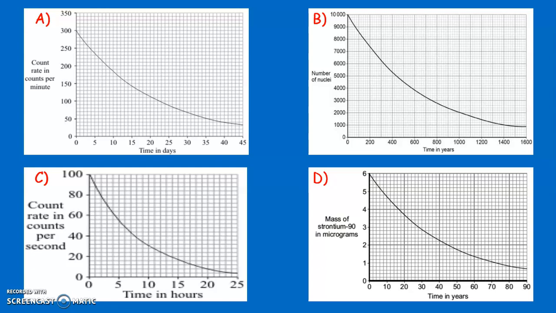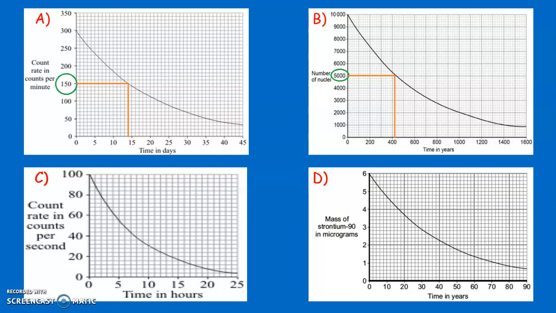Okay, so for graph A, the curve starts at 300, so we go down to half of 300, which is 150, go across till it touches the graph, and then go down. So our half-life in this scenario is 14 days. For B, the graph starts at 10,000, half of 10,000 is 5,000. You go across from 5,000 till it touches the graph, go down, and we'll realize that the half-life in this case is about 420 years.